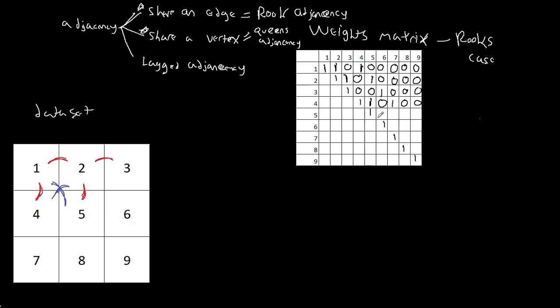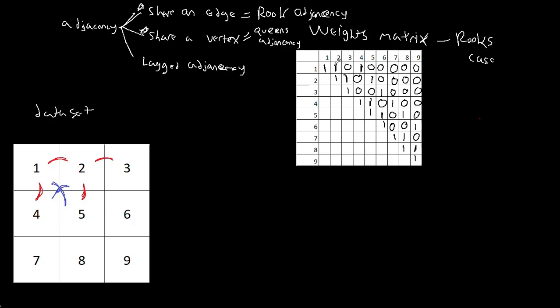What about 5? So 5 has borders with 6. 7 would be the Queen's case. 8 and 9 would be the Queen's case. 6 borders 7? It does not. 8, it would in the Queen's case. And 9, it does. Does 7 and 8 border? Yes, they do. Do 7 and 9 border? No, they do not. And 9 and 8 do.